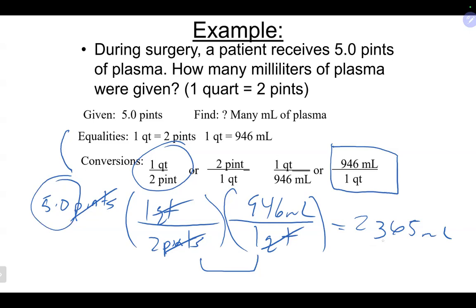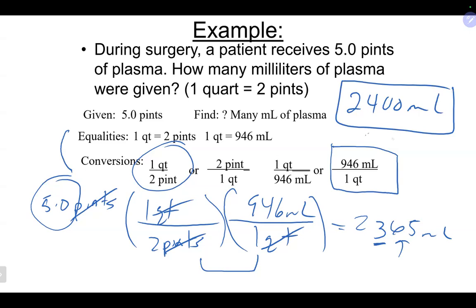That means we should go here. We should round up to 2400 milliliters. Or if you want to do scientific notation, 2.4 times 10 to the 3 milliliters would also work. Any questions on that there? So let's take a look at one more here, I think.